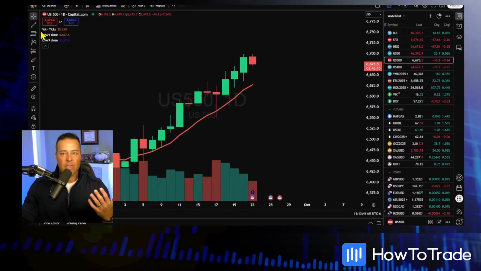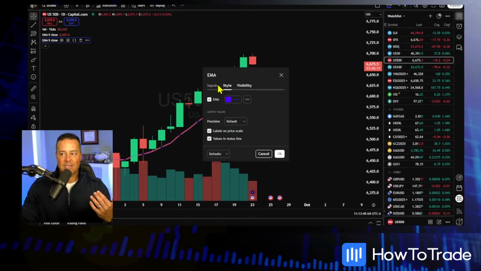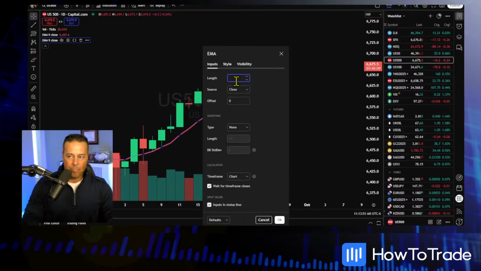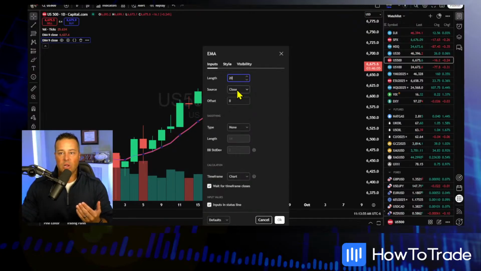And there's our 9. Okay, so now we've got to dial in our 20. We're going to go right here to our settings, inputs. We're going to go to 20, enter 20. So we've got our 9 20 right there, and there's our close. Everything's just the same.